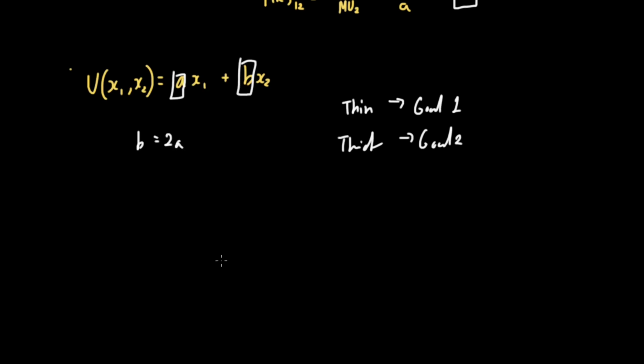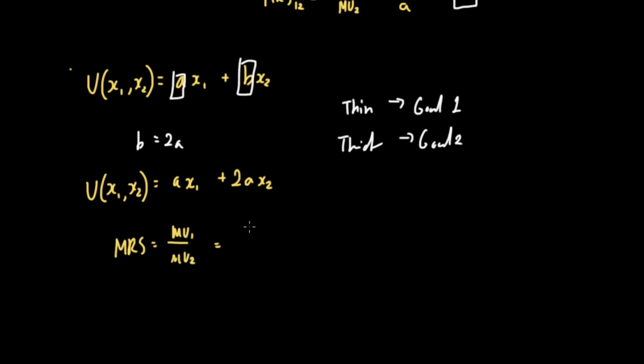So rewriting our B in terms of A, our utility function would now be U as a function of x1 and x2 is equal to A x1 plus 2A x2. And finding our marginal rate of substitution, which is equal to MU1 over MU2, this would now be equal to A over 2A, which is equal to 1 over 2. So in this case, the consumer is willing to give up 2 thin notebooks for 1 thick notebook.